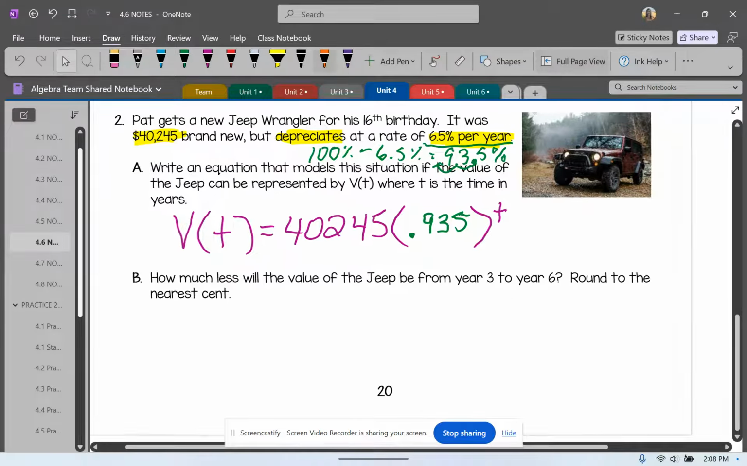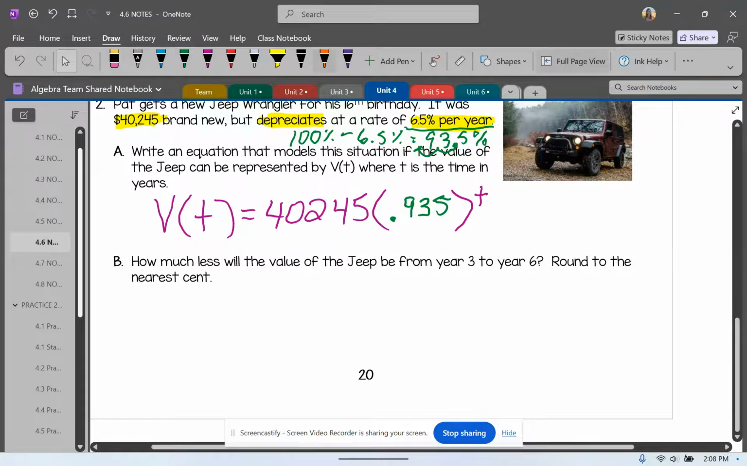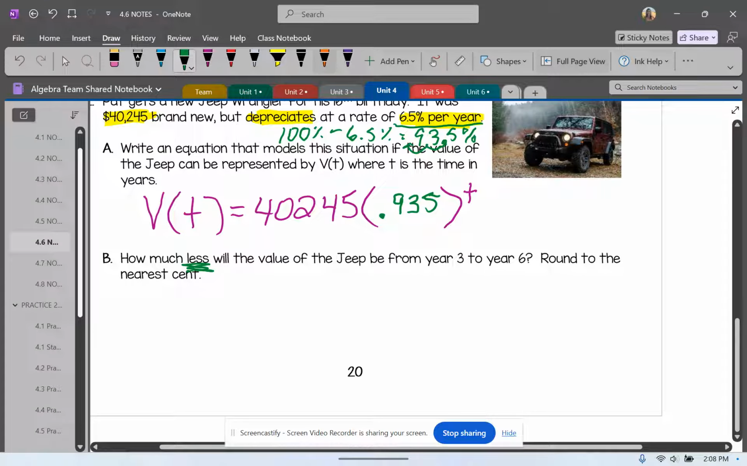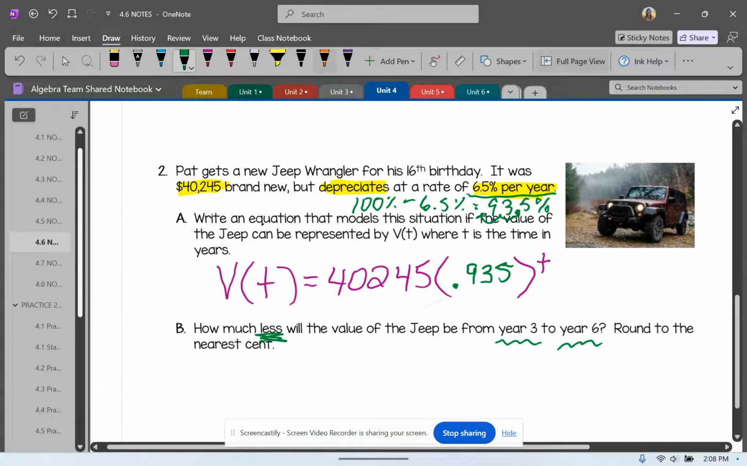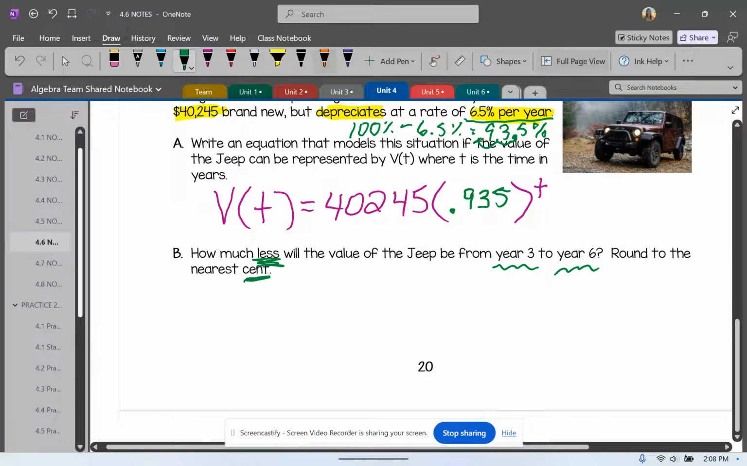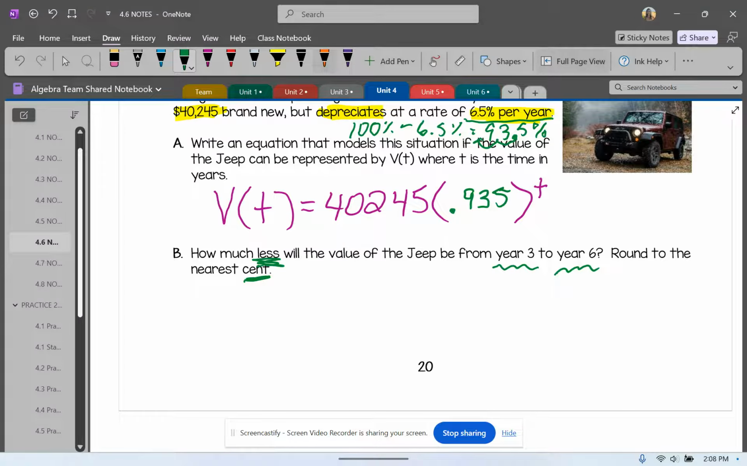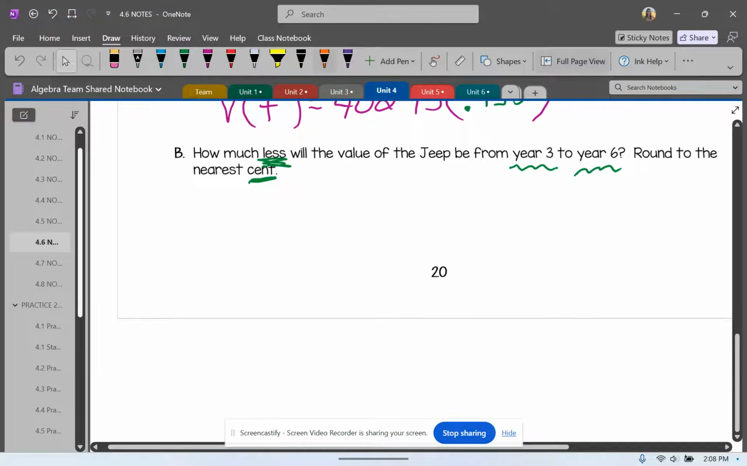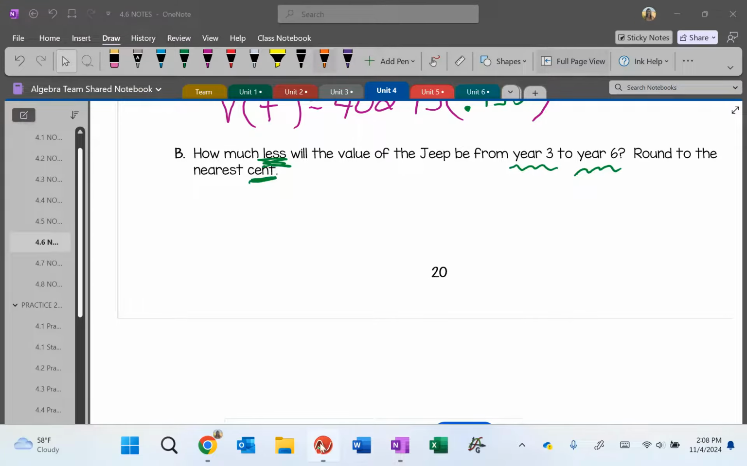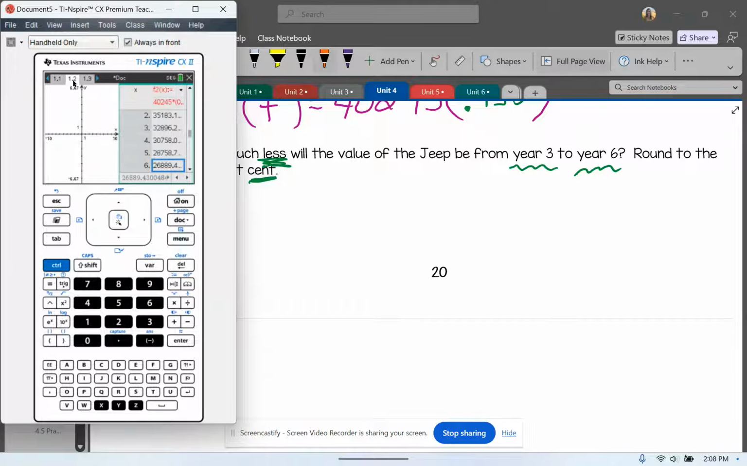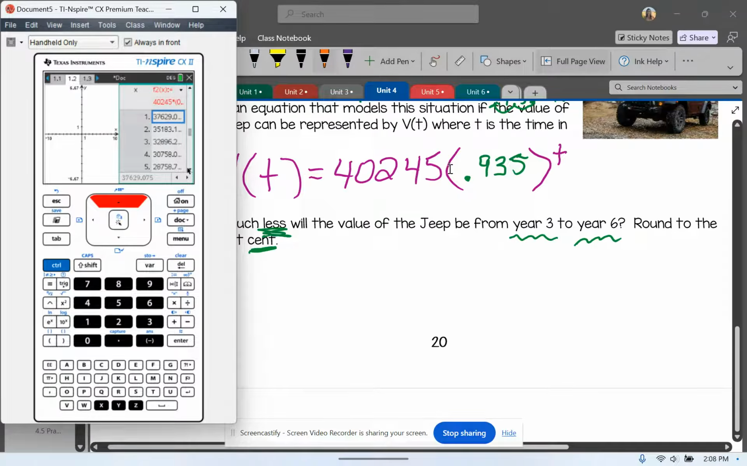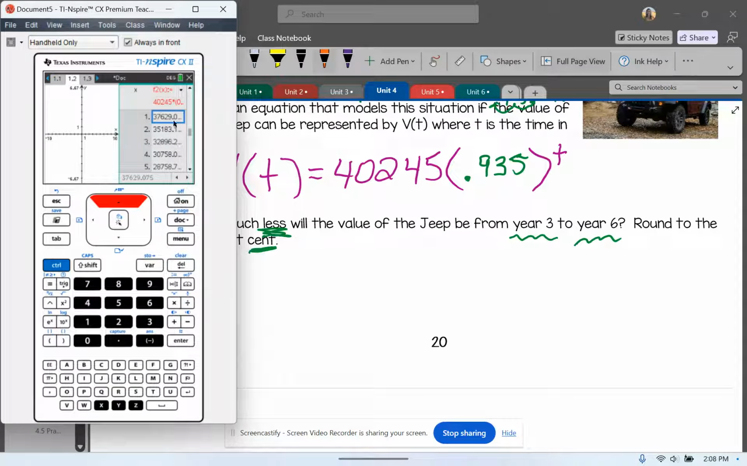All right, now part B is asking how much less will the value of the Jeep be from year 3 to year 6, and then round to the nearest cent, which is really the hundredths place value. We have a couple options. We could do this algebraically, or we can use our graphing calculator to help us with these calculations. I'm going to head over to my graphing calculator and graph this function, which I've already done here. Again, remember we have to use X instead of T. And then we want to look at year 3 and year 6.